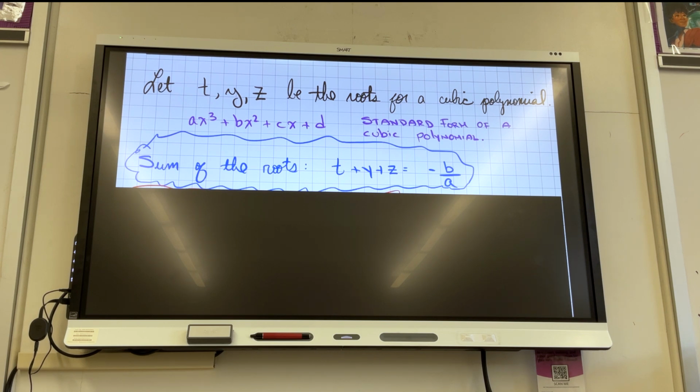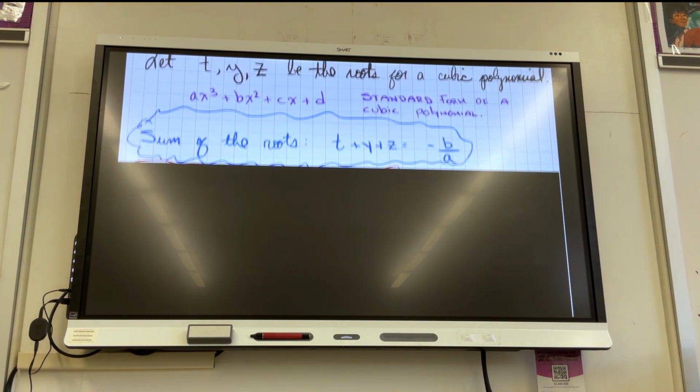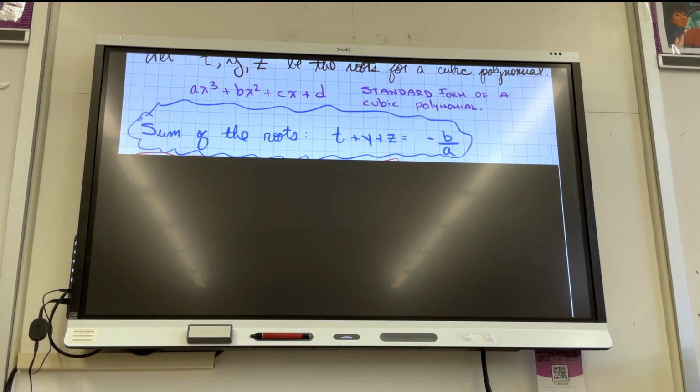So the sum of the roots is exactly the same as it was for a quadratic. It's going to be negative b over a, where b is the coefficient on the quadratic term, and a is the coefficient on the cubic term.